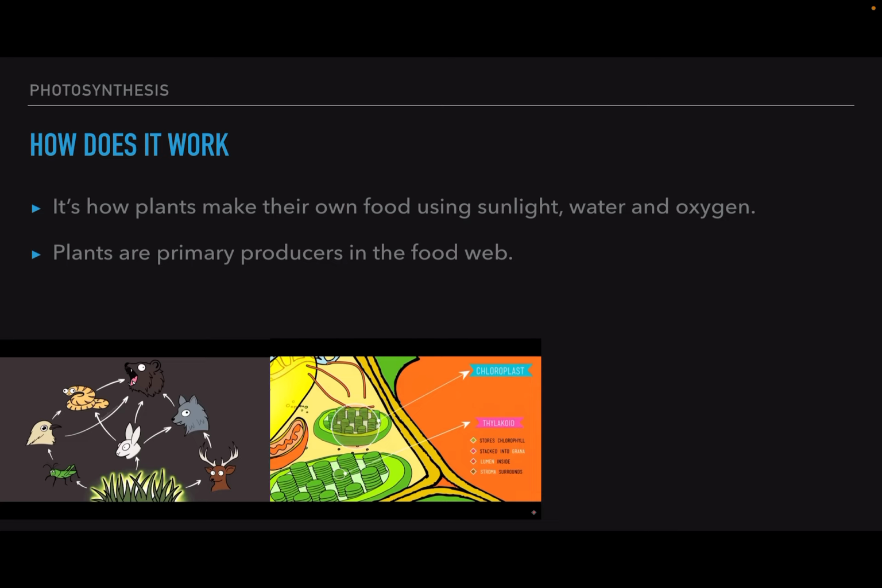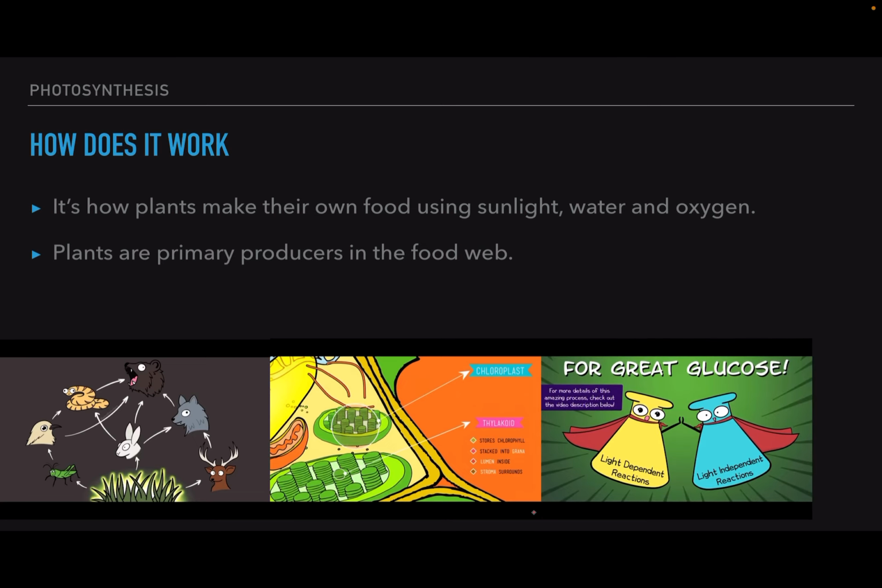Oh yeah, chloroplast mention time. What's inside the chloroplast? The chloroplast contains the thylakoids, which store chlorophyll, and they're stacked into grana. There's lumen inside, and the stroma surrounds it. For making glucose. For more details of this amazing prop, check out the video description below. This is from Amoeba Sisters.